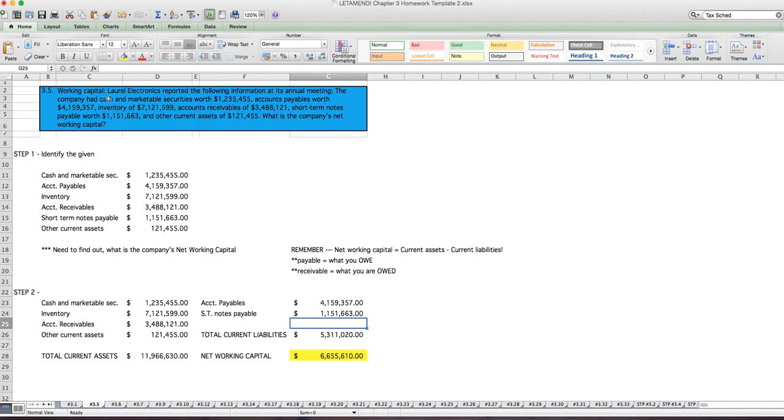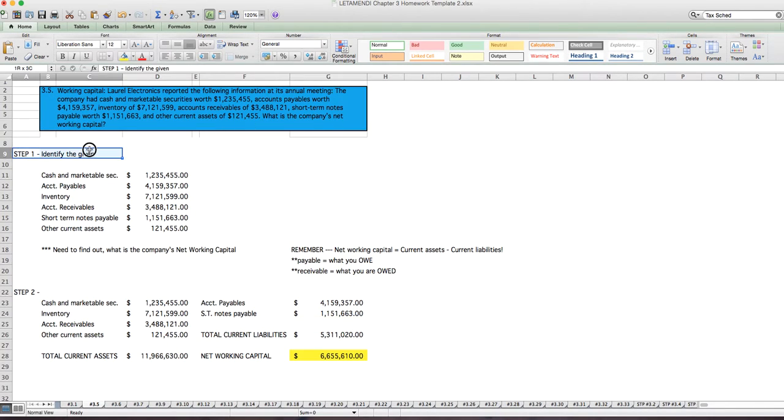The question is working capital. Laurel Electronics reported the following information at its annual meeting. The company had cash and marketable securities worth $1,235,455, accounts payable worth $4,159,357, inventory of $7.1 million, accounts receivable of $3.4 million, short-term notes payable $1.1 million, and other current assets $121,455. What is the company's net working capital?